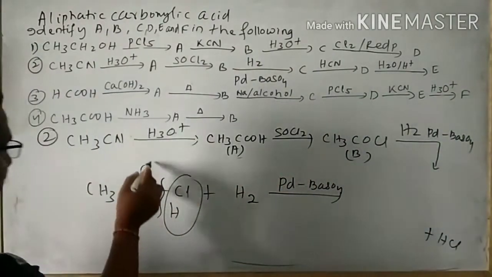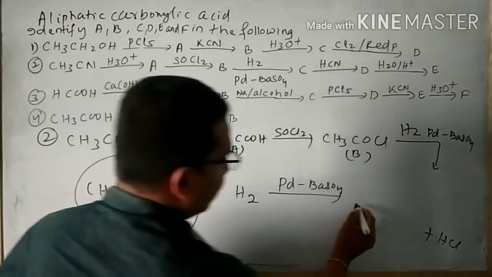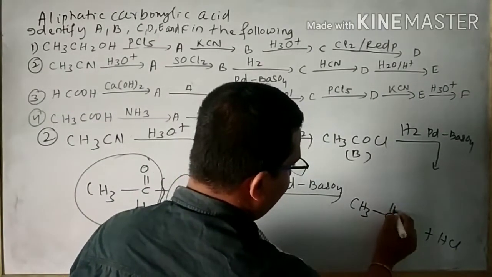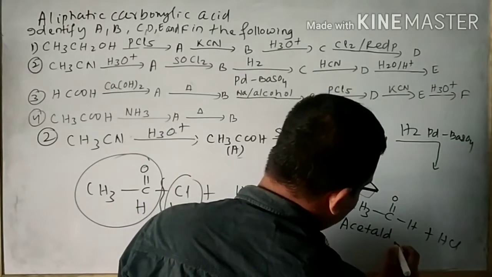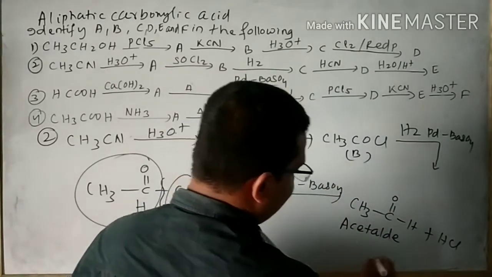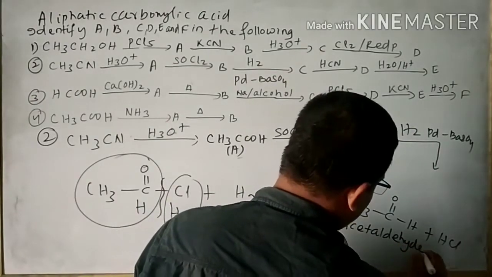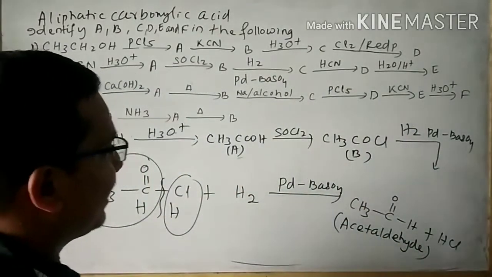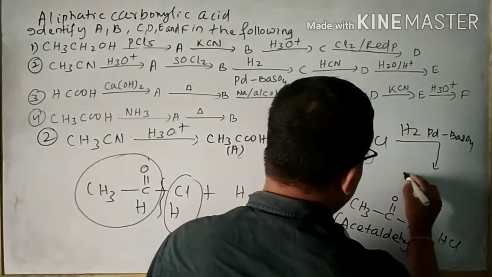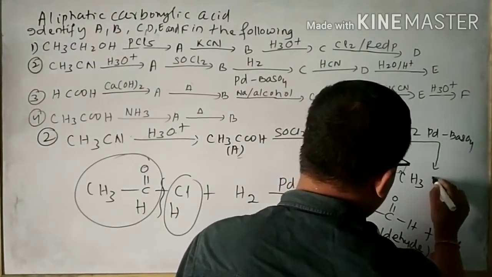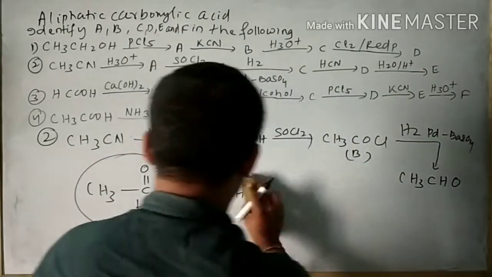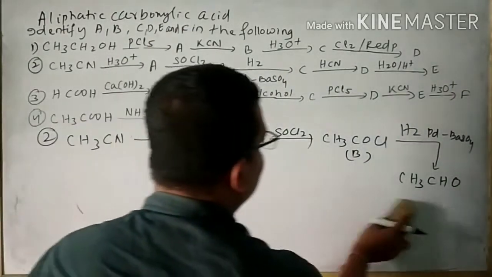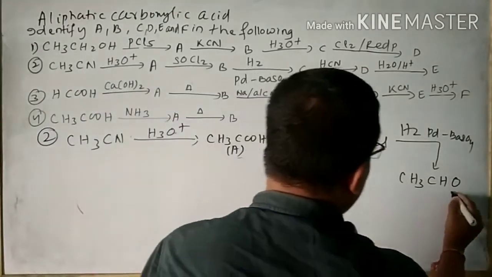And the main product is this: CH3, bond C double bond O, bond H. That is said to be acetaldehyde. So we can write the product acetaldehyde, CH3CHO. This is said to be the C product.